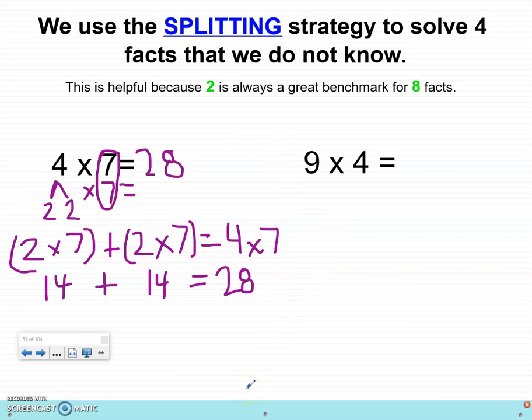Splitting is obviously very different than more area compare or less area compare, but it is really useful, like I said, for 8's facts and also for 4's facts, and some students really take to it, maybe even more than they do to more area compare or less area compare. So all that to say, happy splitting!